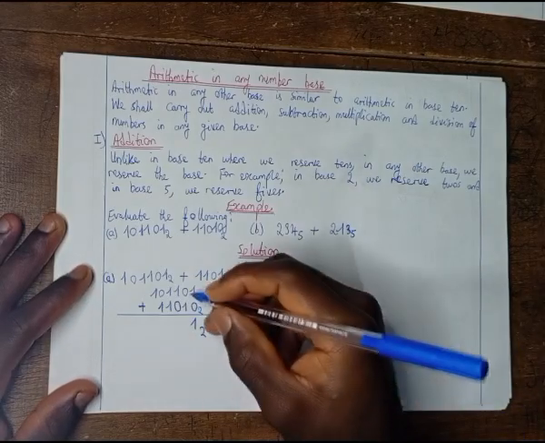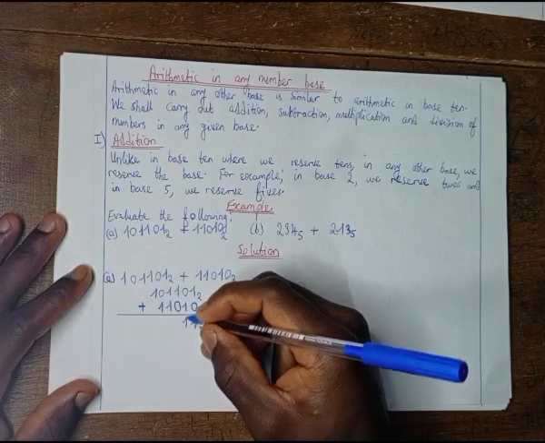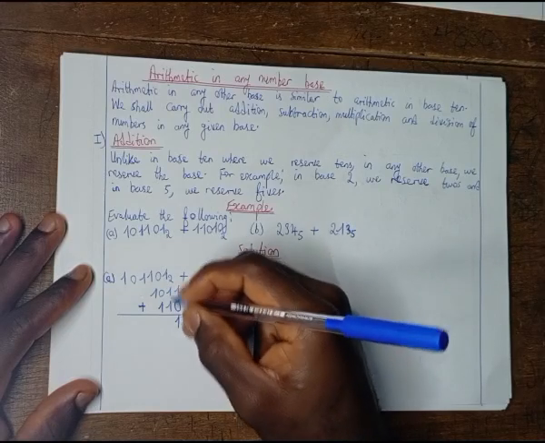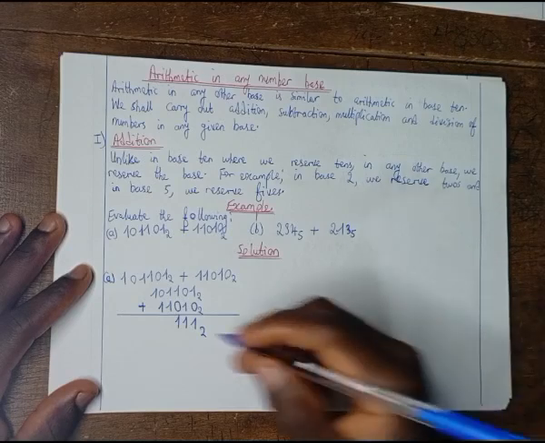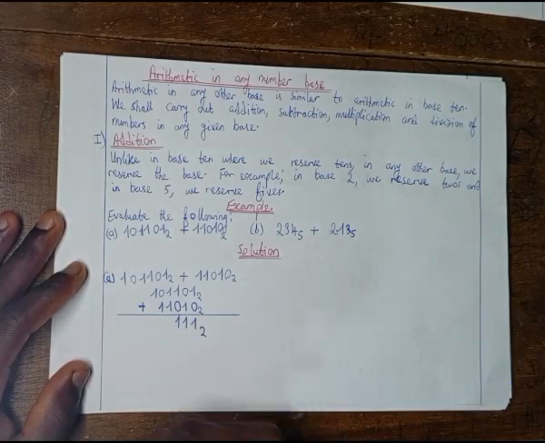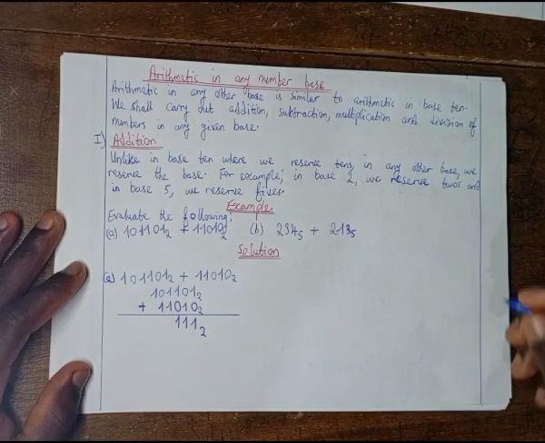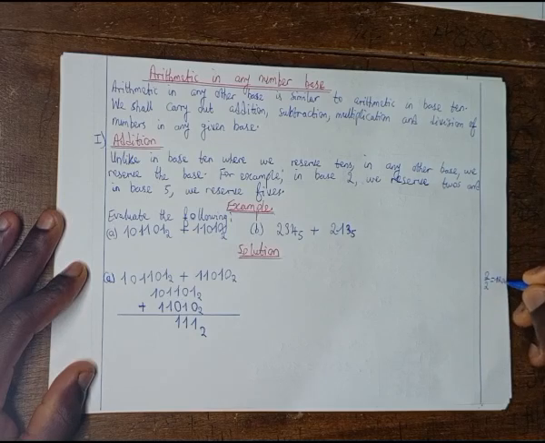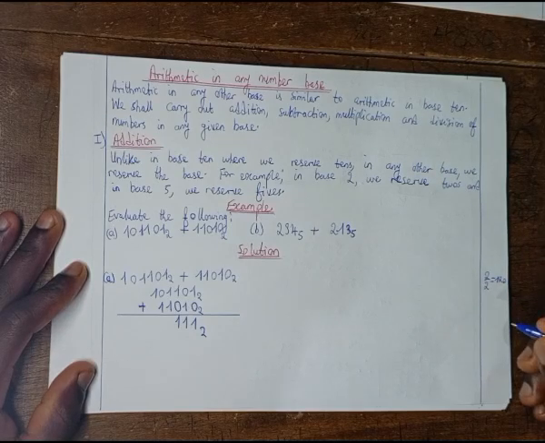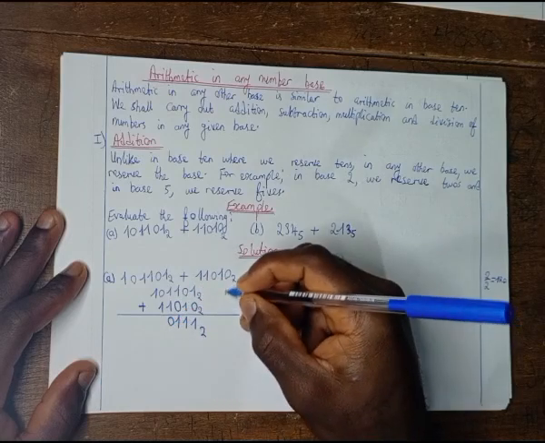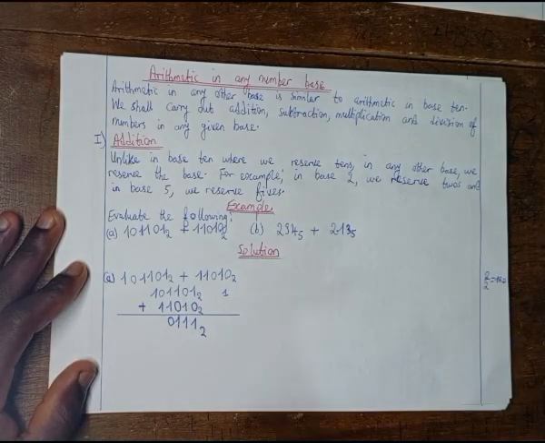We write 1. 0 plus 1 gives us 1. We write 1. 1 plus 0 gives 1. We write 1. 1 plus 1 gives us 2. Since we are working in base 2, we cannot write the digit 2 here. It becomes wrong. So we are going to divide 2 by 2, which gives us 1 as the whole number part, remainder 0. The remainder is 0, so we write 0 here. Then we carry 1, the whole number part.